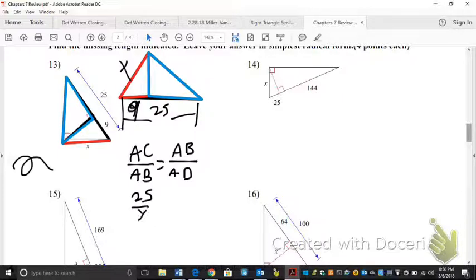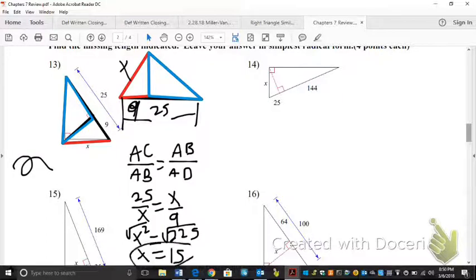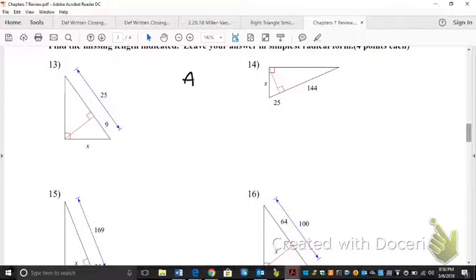So we go 25 over X equals X over 9. That's going to give us X squared equals 25 times 9, or 225. Square root both sides, and we get X equals 15. Now notice that we also need to go back and figure out that missing angle. So it's important to go back and do that.